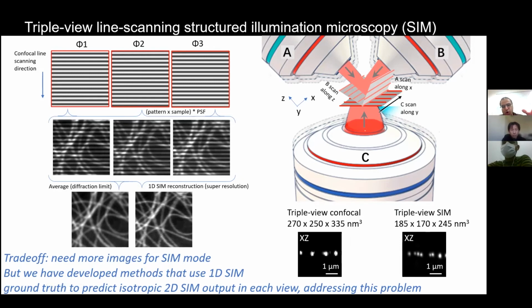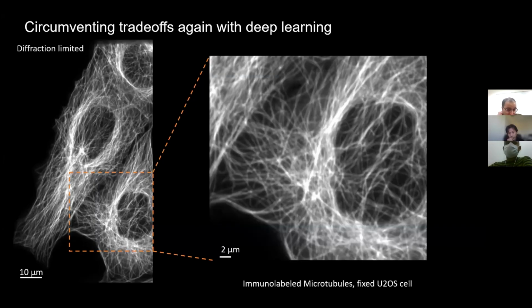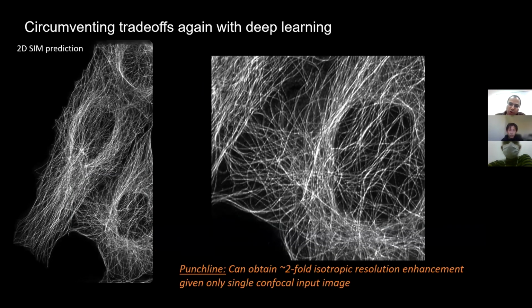The trade-off in this mode of operating the microscope is you need more images for the SIM mode. You need 5 images per view, or 15 images, compared to the classic confocal microscope. But we have developed methods that use the 1D SIM ground truth and deep learning to predict the 2D SIM output in each view from a single confocal scan. That lets us circumvent the limitation of collecting more data. As an example, you can take a confocal scan, say from the lower view, in this case of immunolabeled microtubules, and then you can apply the neural network and bam, you can improve the resolution. So you pick up this 2-fold improvement in resolution given only a single confocal input image.